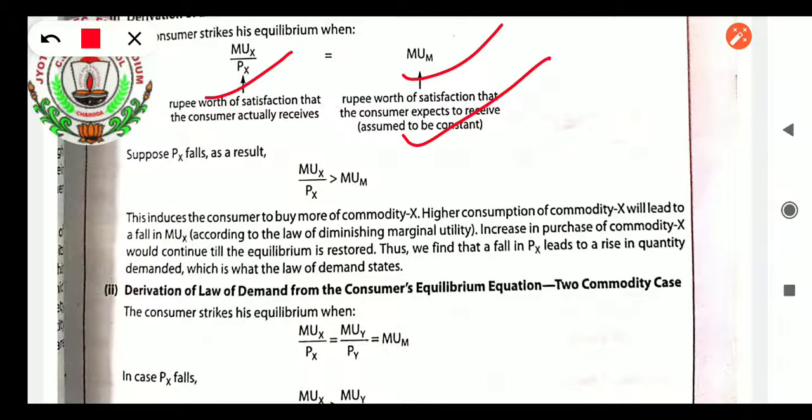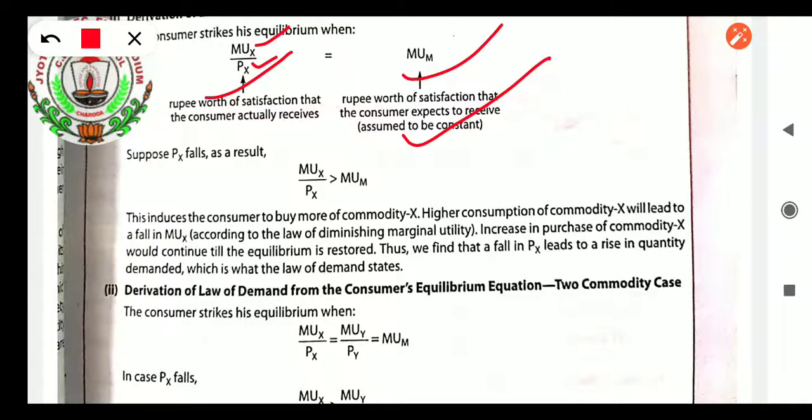Daily they are spending 100 rupees, so for them the value is very less as compared to poor people, who if they get 100 rupees will be able to manage for 3 or 4 days. So the worth of a rupee depends on the person. MUX, that is the marginal utility derived from product X, will always be going down. As we increase the consumption, the marginal utility derived from the product will decrease.